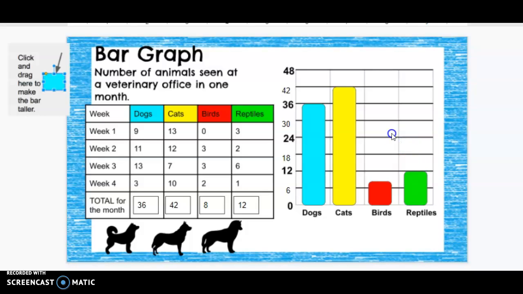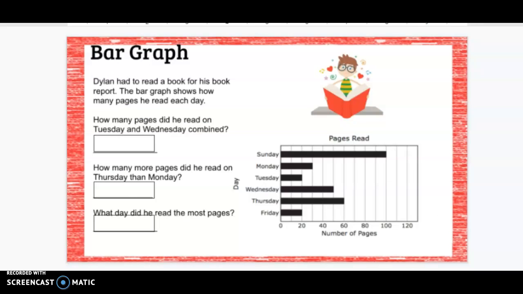And that is how you do a bar graph. So you guys are going to answer questions for this bar graph. You're not going to be making one or filling one in, but this bar graph is going to go horizontally.